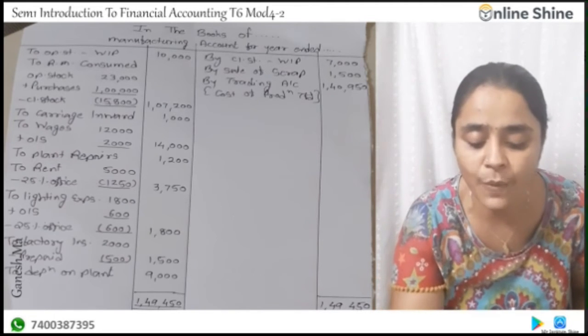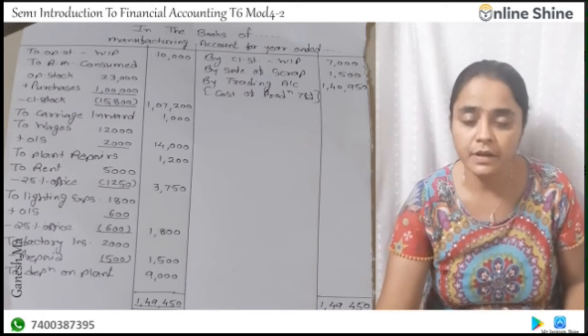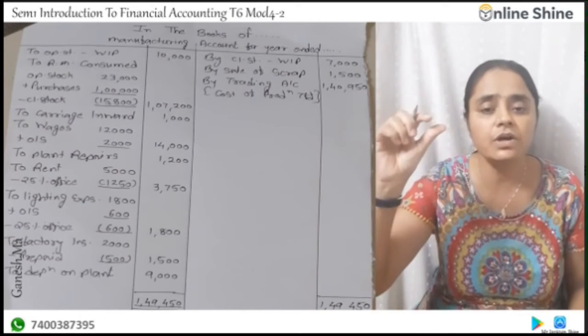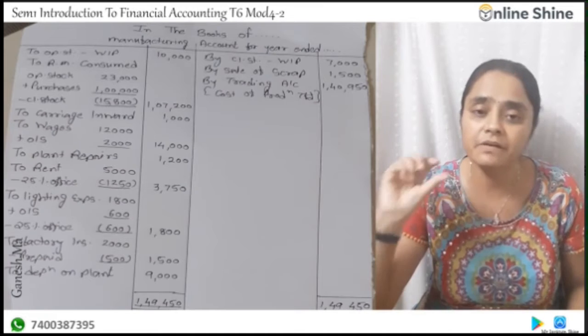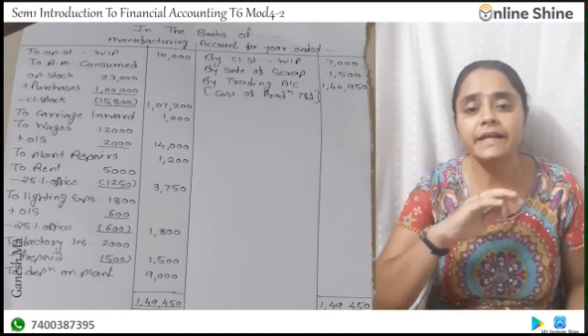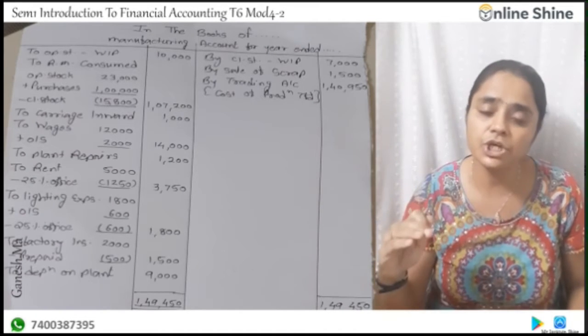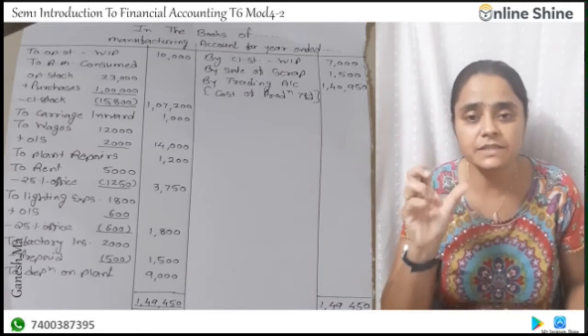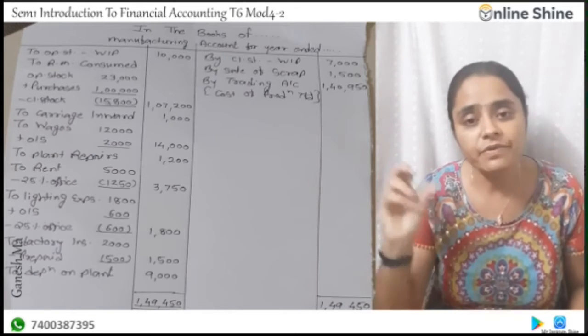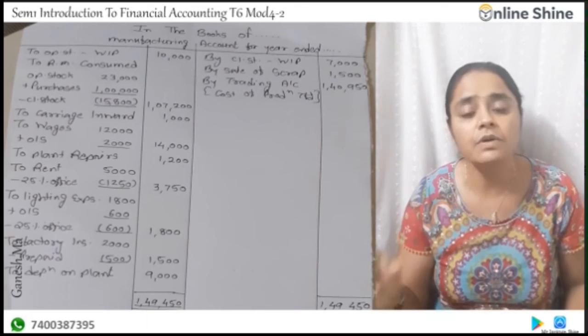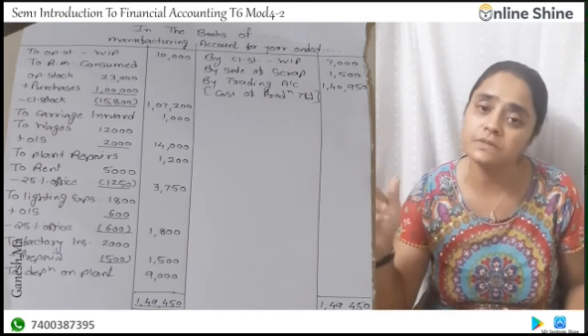figure coming as 1,07,200. So in that what I have done: opening stock of raw material, then I add whatever raw material I have purchased. From that I deducted the closing stock of raw material, and the final balance, that is known as raw material consumed, which will come in my manufacturing account, that will come as 1,07,200.